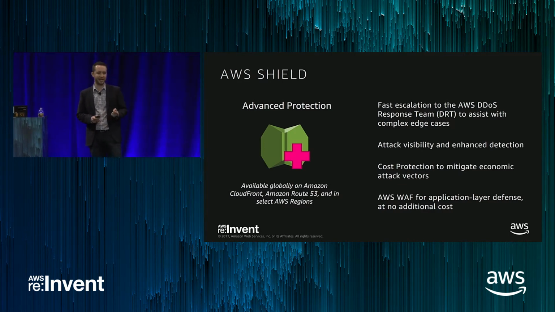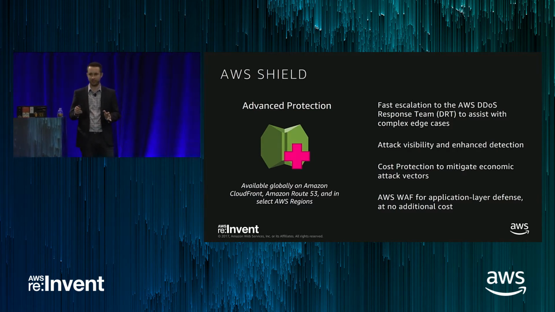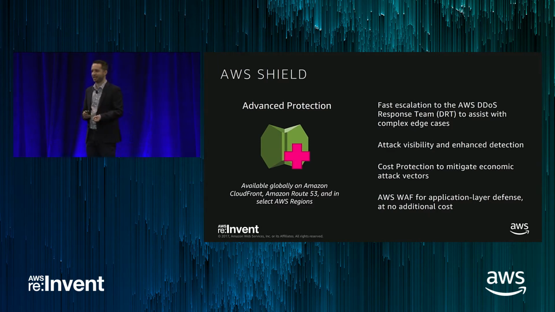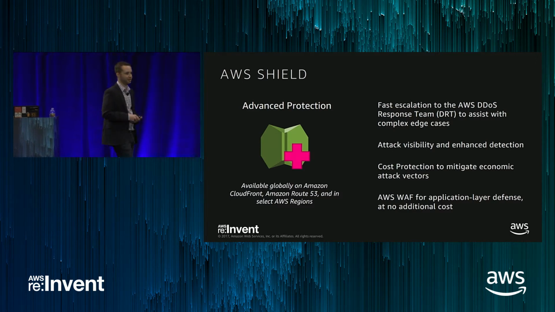You also gain attack visibility and enhanced detection. So this means that when there's a DDoS attack, you'll see it right there in your console. You'll be able to consume that by the API, and you'll also have access to see this in Amazon CloudWatch. And then enhanced detection gives you finer granularity, the ability to see DDoS attacks that are smaller than what we would ordinarily detect using our standard protection service.